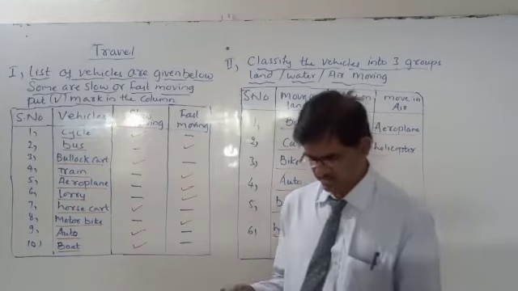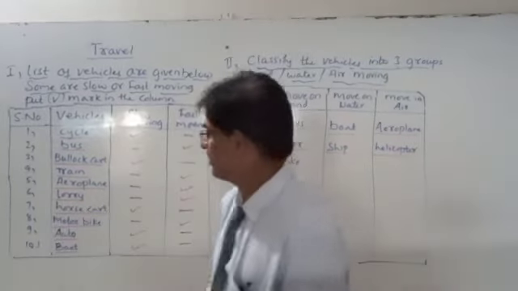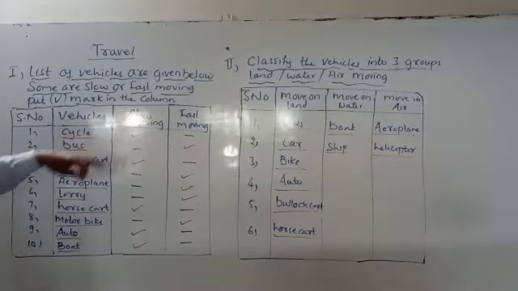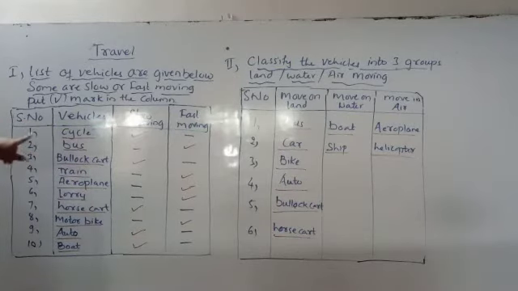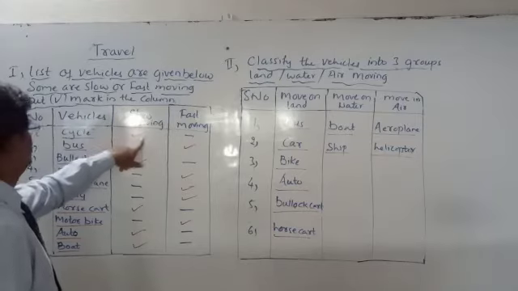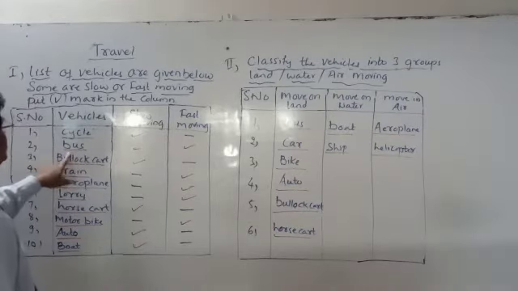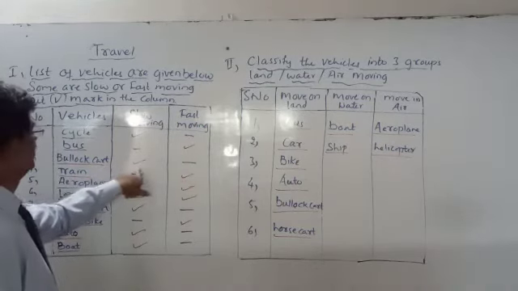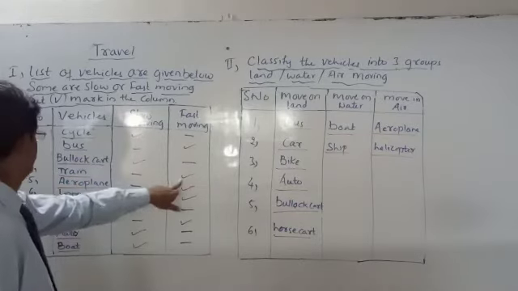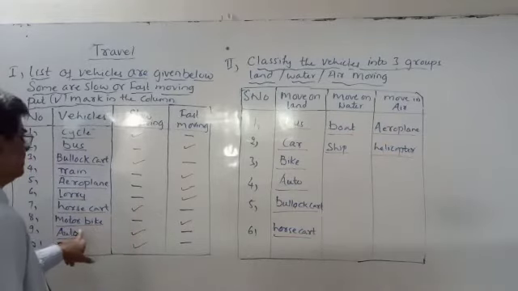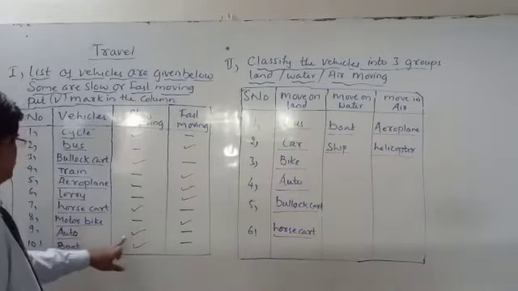So let us see how the questions are given for you to answer. A list of vehicles is given below. Some are slow or fast. Tick the correct one. Bus, cycle: it is slow. Bus, it is fast. Bullock cart, slow moving. Train, fast moving. Aeroplane, fast moving. Lorry, fast moving. Horse cart, slow moving. Motorbike, fast moving. Auto, slow moving.